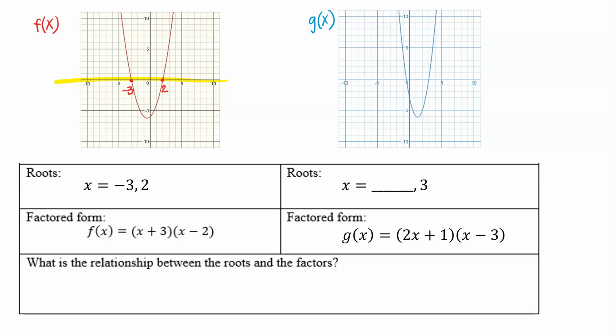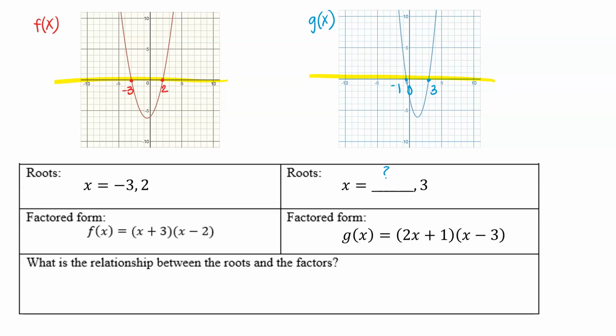For the function g of x, looking along the x-axis, one of the roots I can clearly identify is at positive 3. However, the second root is not an integer. It's somewhere between the values of 0 and negative 1. So this currently is unknown.